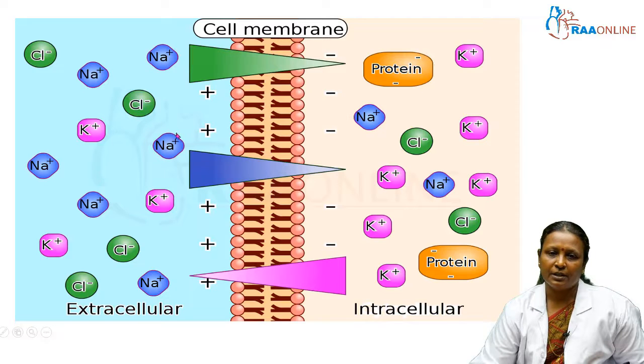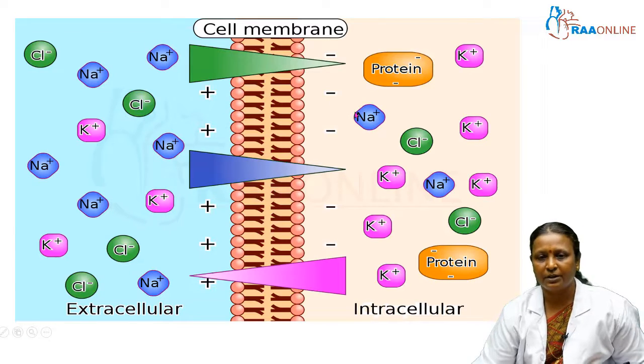So, you have the cell membrane. The ionic composition on the extracellular side and the intracellular side is not the same. You have the predominant cation sodium and anion chloride in the extracellular compartment, with the predominant cation potassium and a lot of negatively charged protein in the intracellular compartment. The tendency of sodium ion is always to diffuse from the extracellular to the intracellular compartment. The potassium ions have the tendency to diffuse from the intracellular to the extracellular compartment.